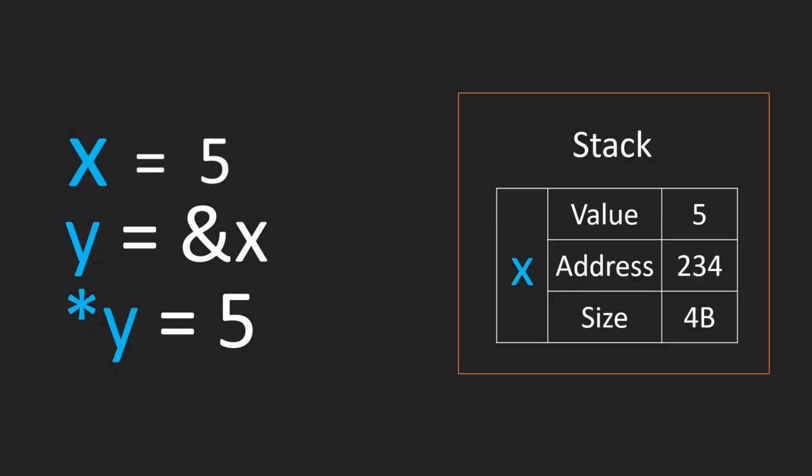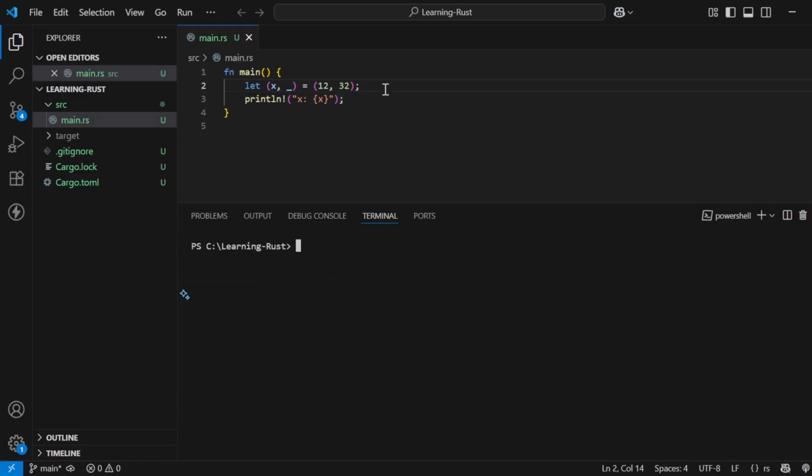Now let's head back to the code. Let's declare a variable x with some value. Now let's declare another variable which references the location of x. Now let's declare another variable z, which will refer to the value of the reference at y. We'll print the value of z.